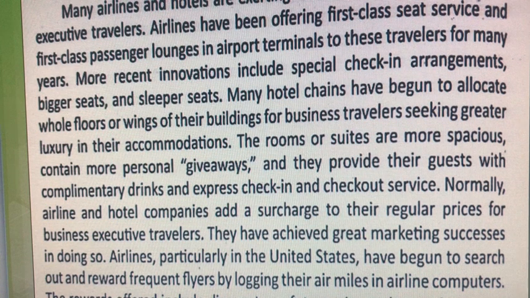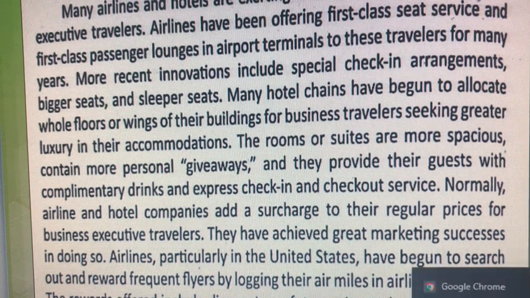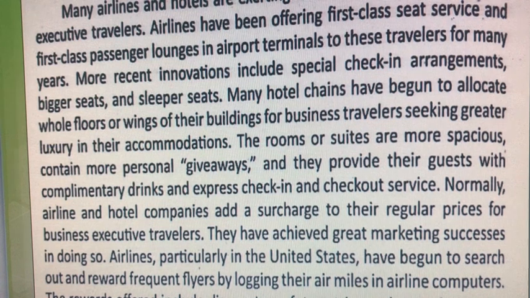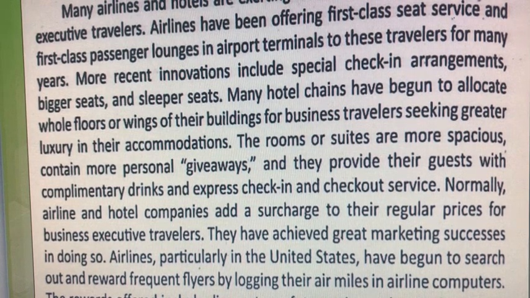Yan, marami. And sabi dito that airlines have begun to search out and reward frequent flyers. So, yan, nare-record nila yung mga frequent flyers na naipon yung mga air miles sa mga airline computers nila. So, with that, pag nakita nila na yung certain traveler is frequently flying or nagta-travel with their airline, nagbibigay sila ng mga rewards, nagbibigay ng discounts sa mga future trips, and sometimes pa nga nagbibigay ng free trips. Okay?